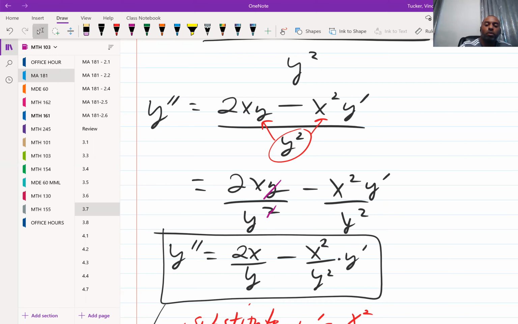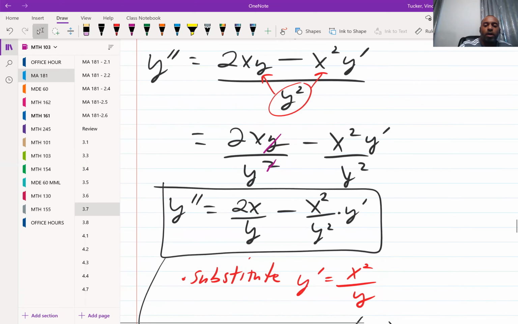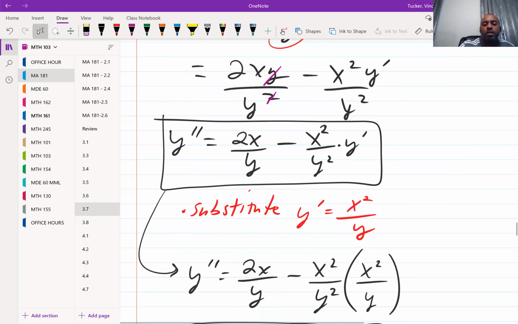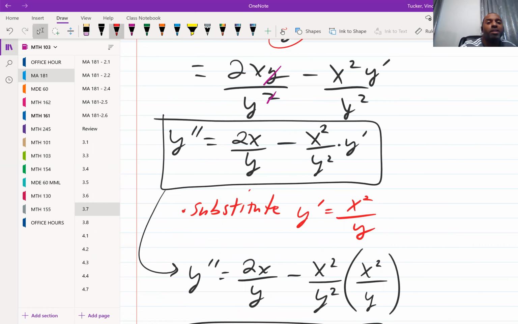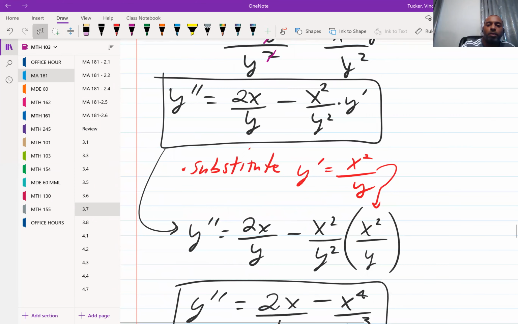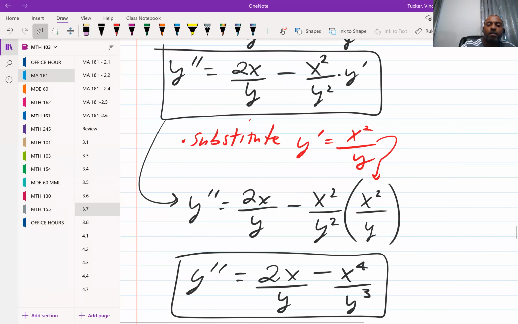All right. So to get rid of that y prime, remember we already had y prime, which was x squared over y. We can go ahead and substitute that in. And that'll be x squared over y for y prime. Once again, if I scroll up too far, let me know. And that'll be 2x over y minus x to the fourth over y cubed. Hold on.